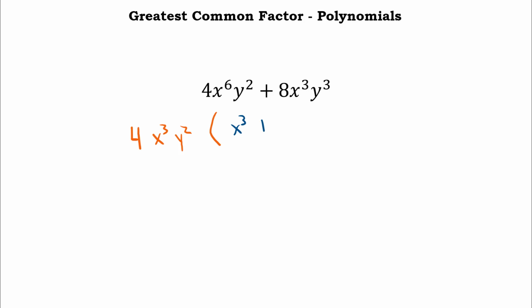We have plus here, and we got to get 8. So 4 times what gives me 8? Or you can say 8 divided by 4 is 2. To get our x cubed, well, we already factored out x cubed. And then a y cubed. So we have y squared. So if we needed to get that, 3 minus 2 gives me y to the first power. So this is a y. And with that, that gives us our overall factor out. And that's our overall greatest common factor of the polynomial right there.